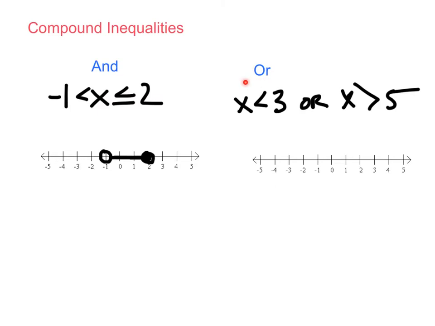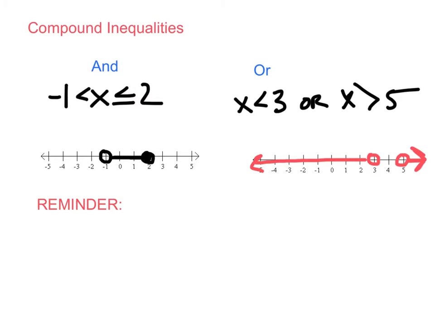Now the or is a little bit more straightforward. We have or right here. So these tails should always go off in opposite directions. x is either less than 3 or x is greater than 5. So if x is less than 3, I have an open circle here at 3, and all the x's are less than 3. So it's all of these numbers less than 3. Or it's all of the x's greater than 5. So an open circle at 5, and all of the x's greater than 5 would go in the opposite direction.